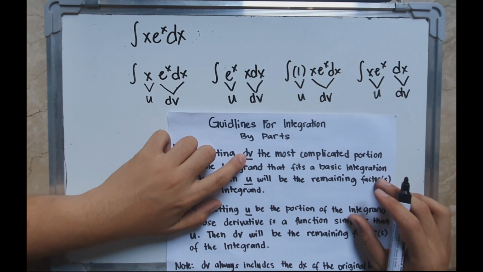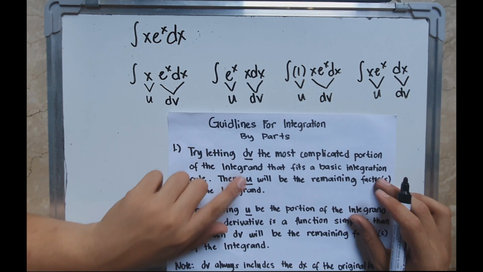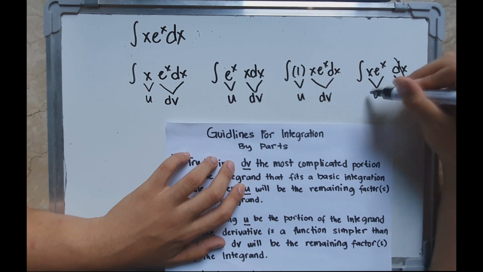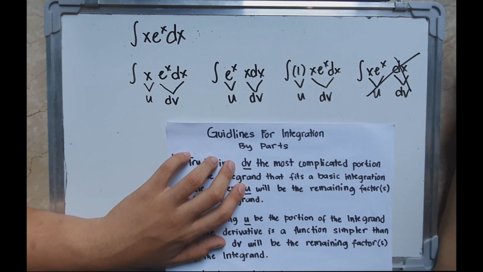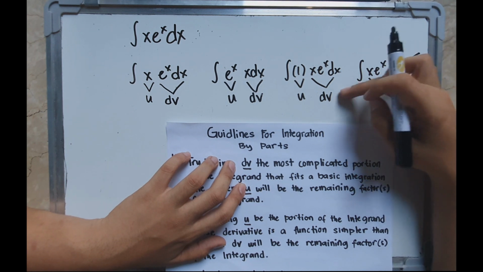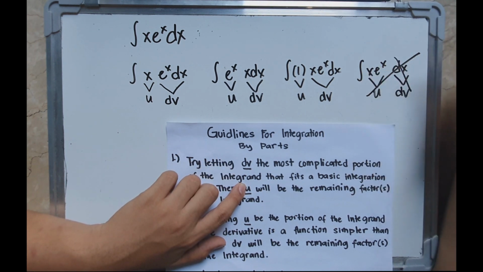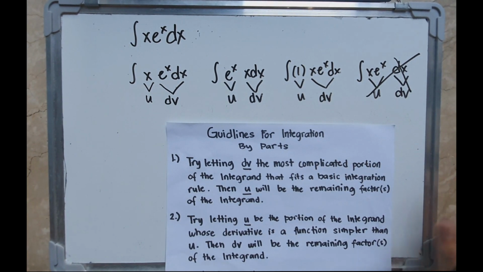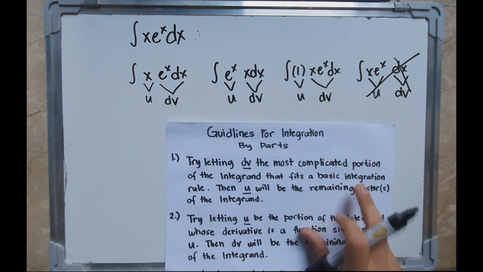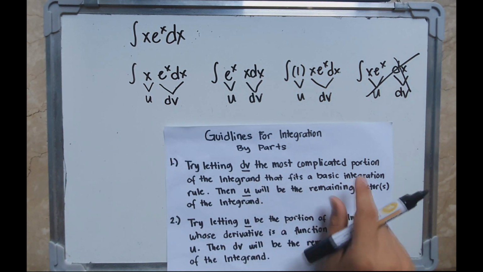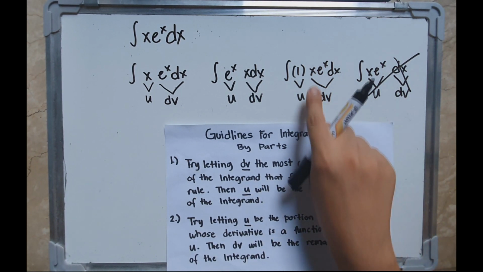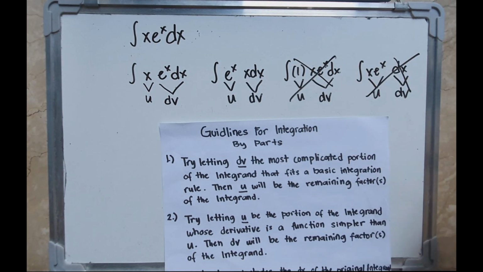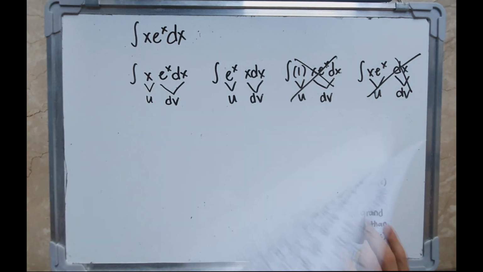Okay, so if we recall the guidelines, try letting dv be the most complicated portion of the integrand. Is this complicated? No, so this assumption is wrong. This one is complicated, but is it easy to integrate? This portion right here is not easy to integrate. So this one is the wrong assumption.